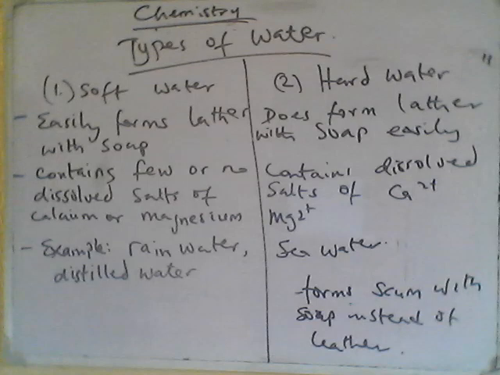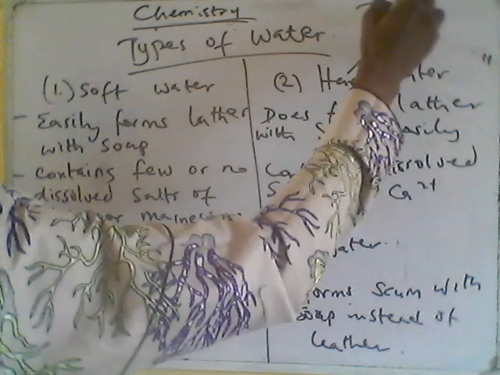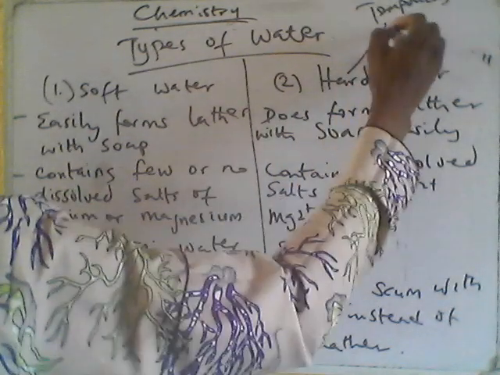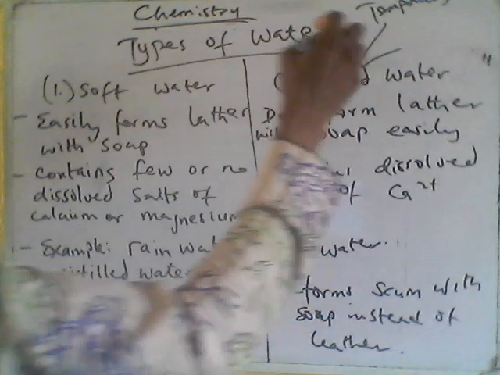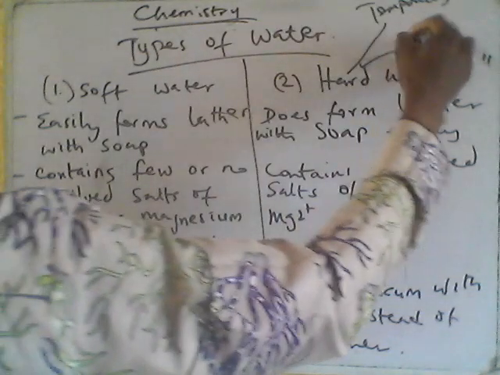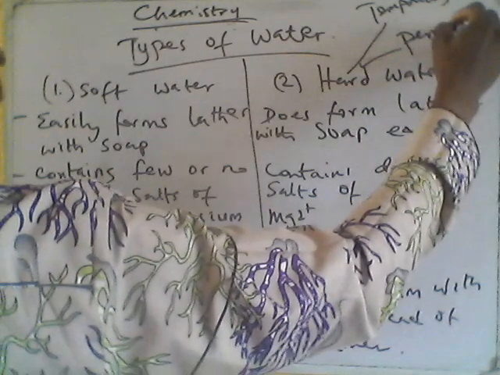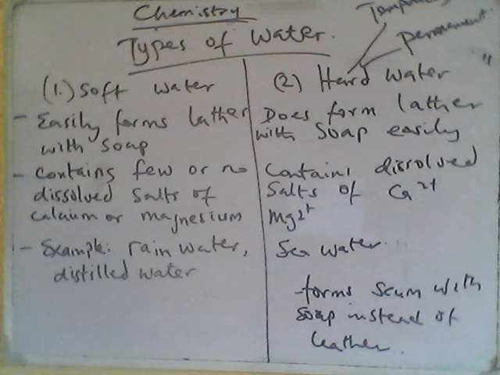So the types of hardness, you know, this hard water has two types. We have temporary hardness and permanent hardness. So these are the two types of hard water. Salt water does not have types. Doesn't have types.